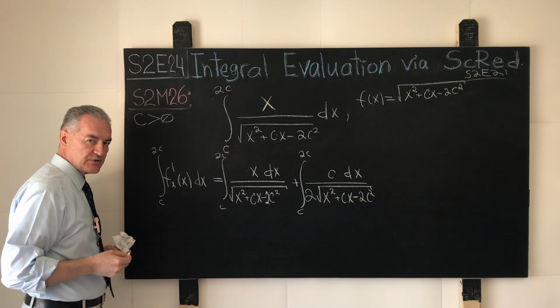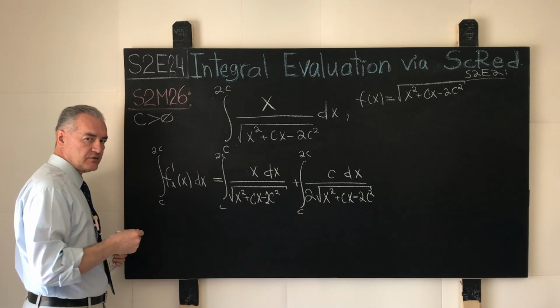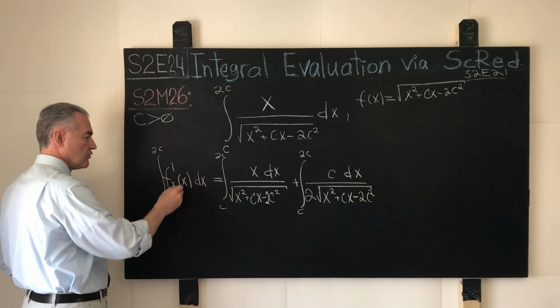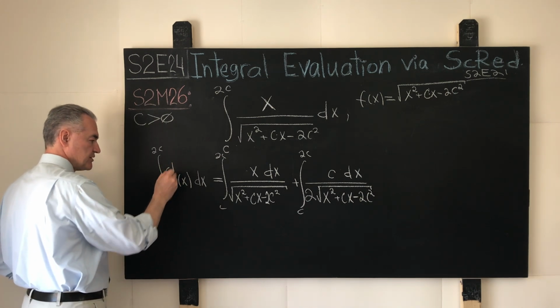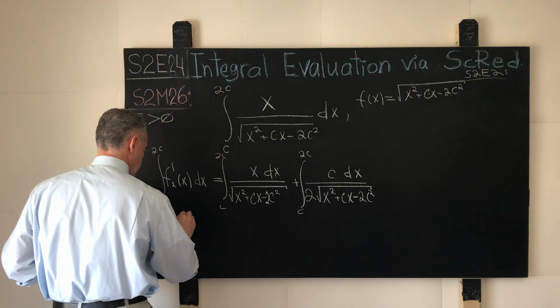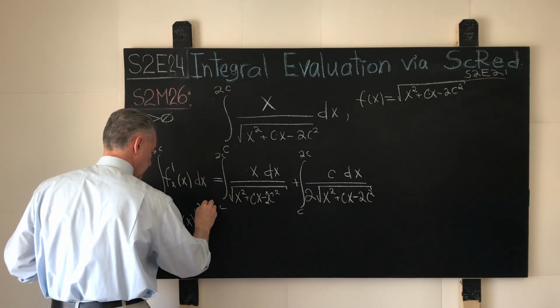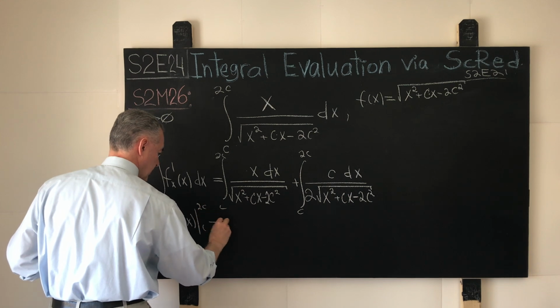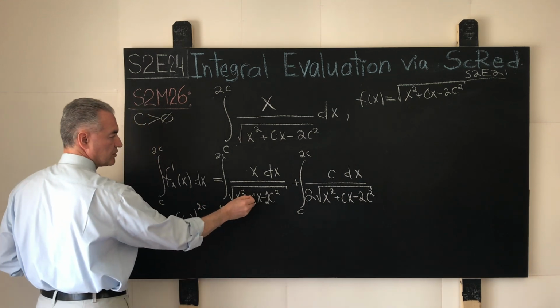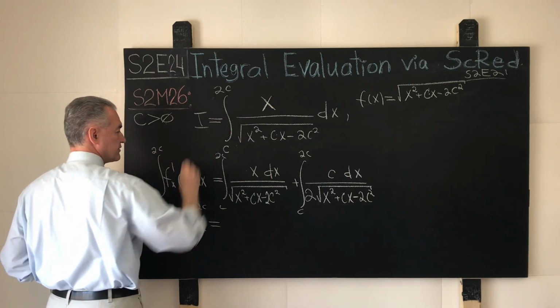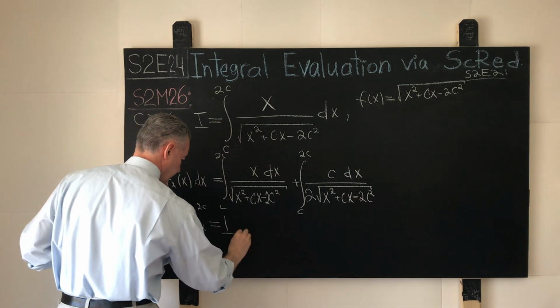We have a classical representation of the so-called second fundamental theorem of calculus. Integral of a derivative is the function itself. So on the left-hand side, we have f of x evaluated between 2c and c. Then what do we have here? What is this guy? Well, let's designate this with I. This is our integral. This is I.